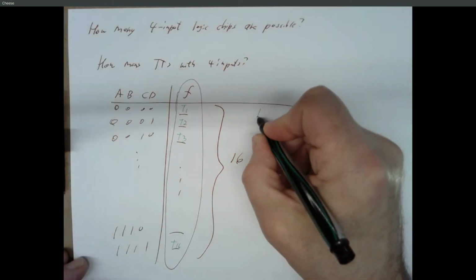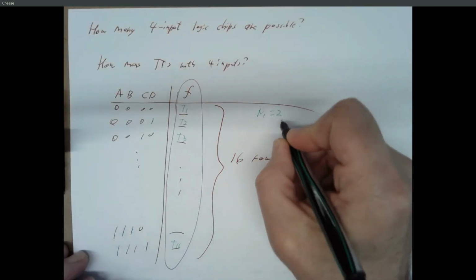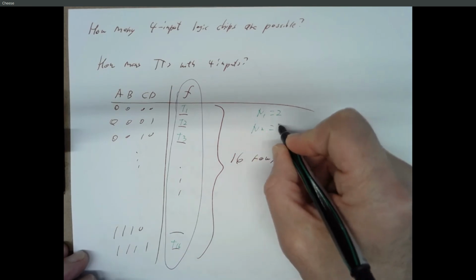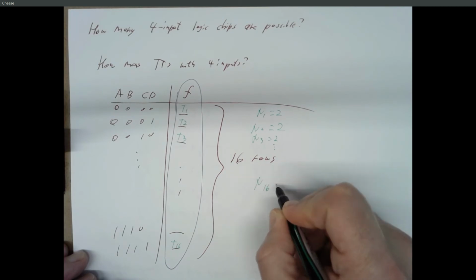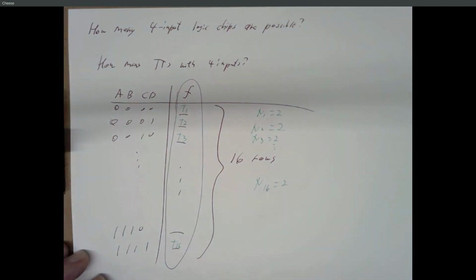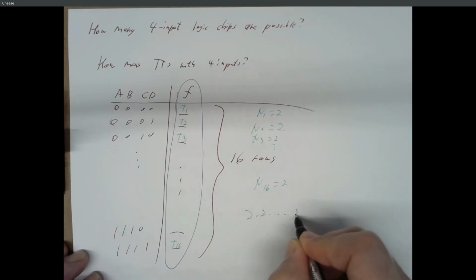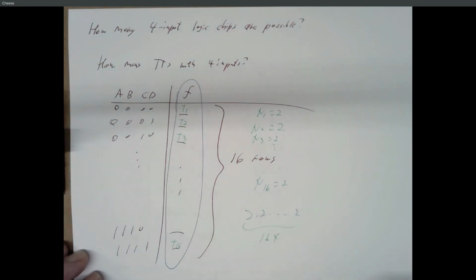And again, the number of ways we can fill in this first entry is 2. The number of ways to fill in the second row is 2. And so on down to the 16th row. And so the total number of ways we can fill this in is just 2 multiplied by itself 16 times, which is 2 to the 16th. So there's 65,536 possible logic gates of 4 inputs. We need bigger parts boxes.